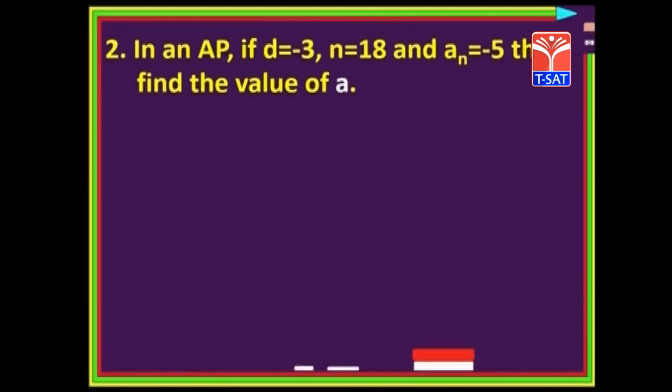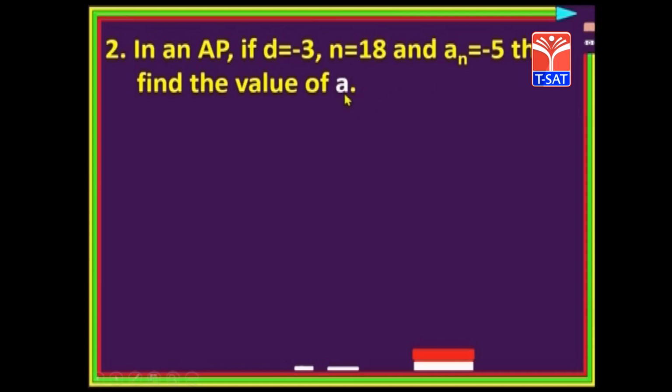This is the second problem. In an AP, if d is equal to minus 3, n is equal to 18 and the nth term is also given, that is minus 5, then our aim is to find the value of a. In the previous problem we estimated the common difference. In this problem the common difference, number of terms and nth term are provided. So we should find the value of a.